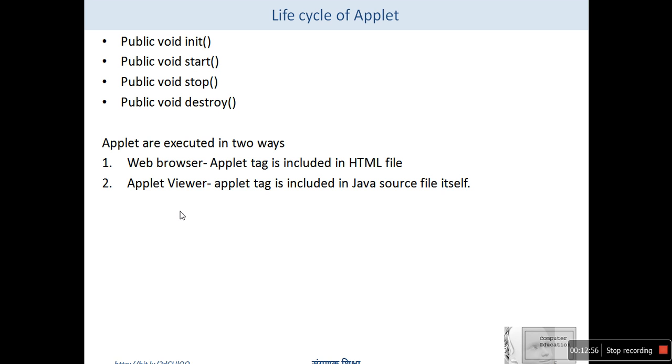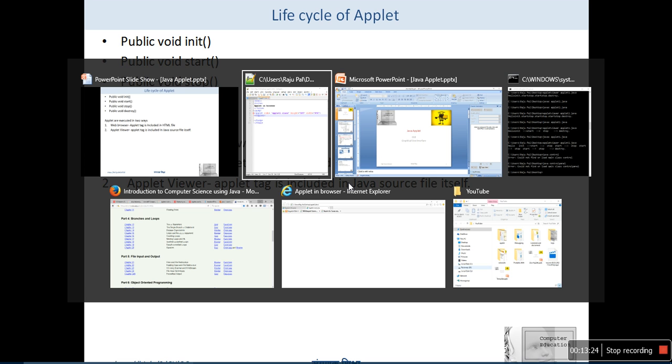Now as I told you earlier, applets are executed in two ways. One is in a web browser, where we have included the applet tag in an HTML file. Another way is the applet viewer application, which also reads the applet tag that is included in your Java source file. So we will demonstrate both ways of execution by example. Let us see how to create an applet.